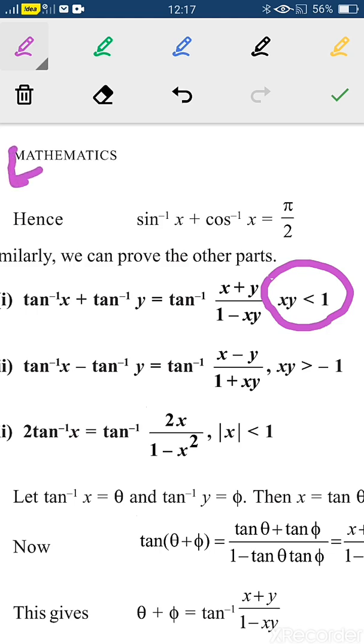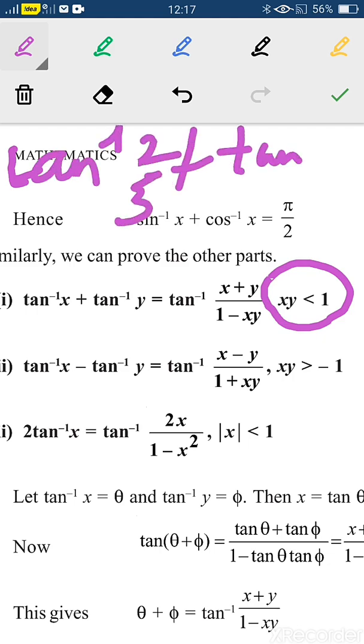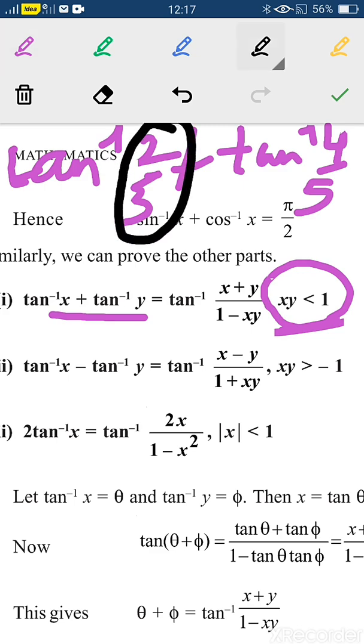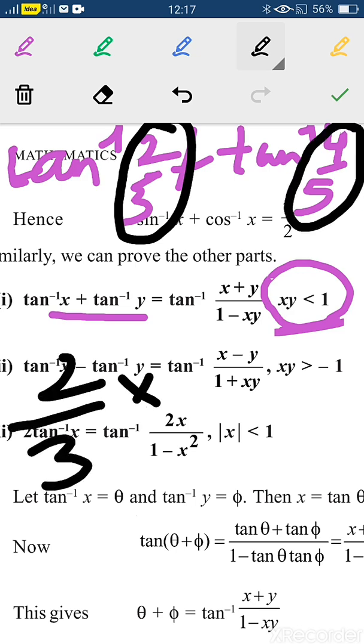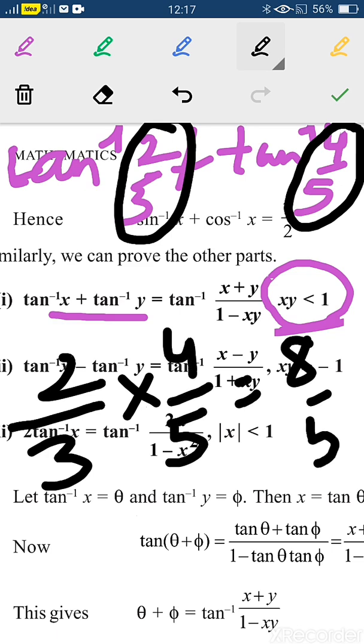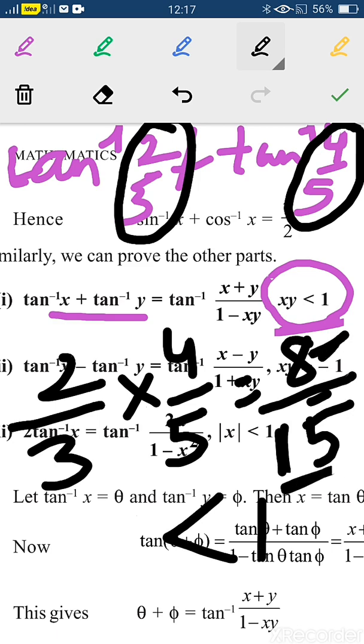Suppose you have to find the value of tan inverse 2 by 3 plus tan inverse 4 by 5. Here this is tan inverse x plus tan inverse y, right? This formula is applicable only if xy is less than 1. So what is x here? x here is 2 by 3. What is y here? That is 4 by 5. So you will solve 2 by 3 into 4 by 5, that is equals to 8 by 15, right? 8 by 15, which is less than 1 because numerator is smaller than denominator, right?